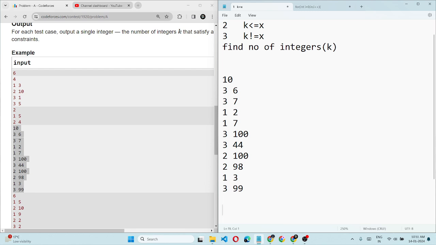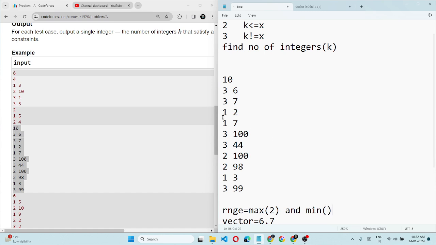So in this test case, what is happening? First is the third constraint. I've taken a vector in which I've stored all the numbers that should not be there. First is 6, then 7. Then this is the first constraint, means that if I take the range, then the range should be the maximum of all the numbers of type 1, and the minimum of all the numbers of type 2, right?